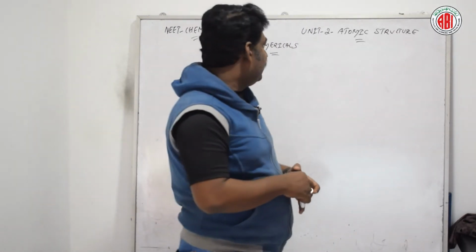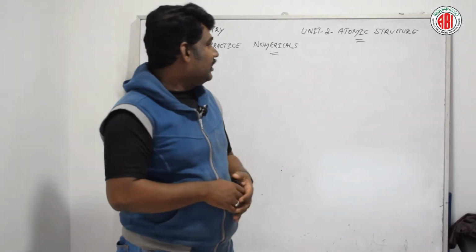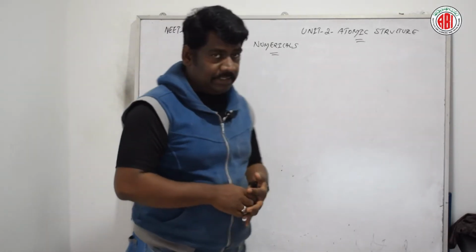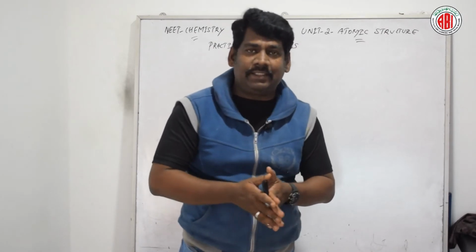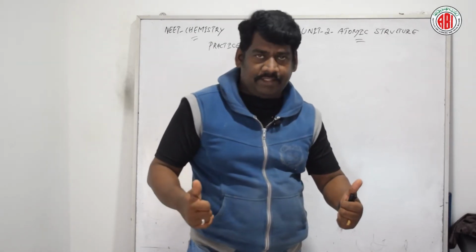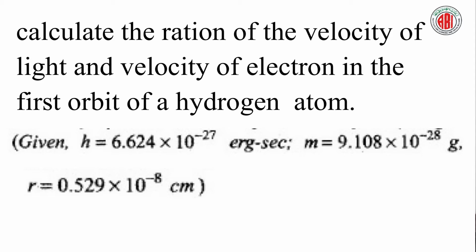Based on that, we are discussing Unit 2, atomic structure, with a few practice numericals. In that category, today we are going to discuss a few more practice numericals. Let's start. Look at this question, guys. Calculate the ratio of the velocity of light and the velocity of the electron in the first orbit of the hydrogen atom. Here Planck's constant value, the mass of the electron and the radius are given. Let us see how to solve this problem.